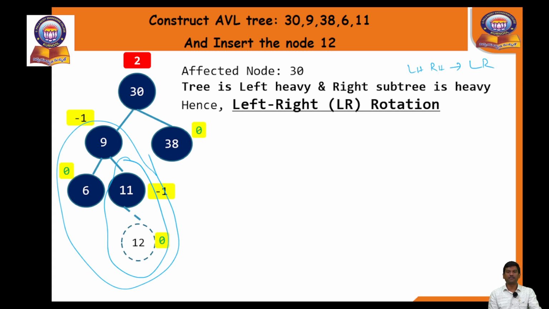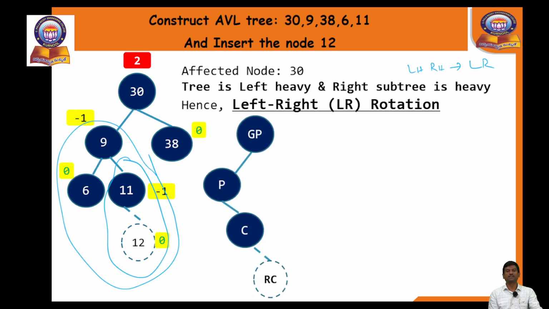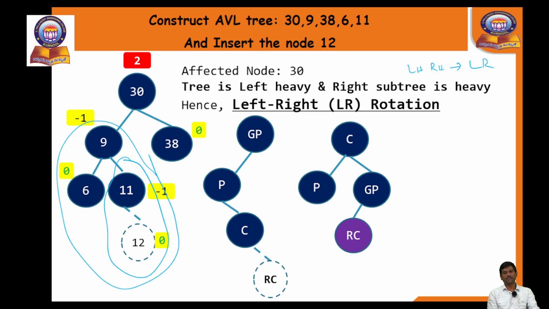And when I say the LR rotation, the property remains the same. That is, consider the scenario grandparent, parent, child, and similarly right child. After a rotation, C becomes the root, P becomes the left child, GP becomes the right child, and RC, if any subtree is present, is connected to the GP. So you are familiar with what this GP is. This becomes your GP with the node 30, this is the parent with the node 9, this is C, the child with the node 11, and this is the RC with the value 12.